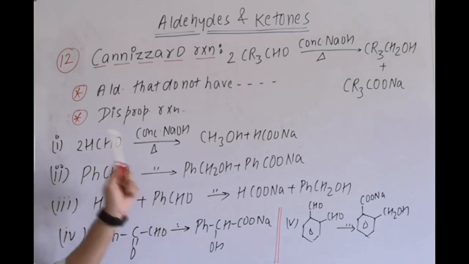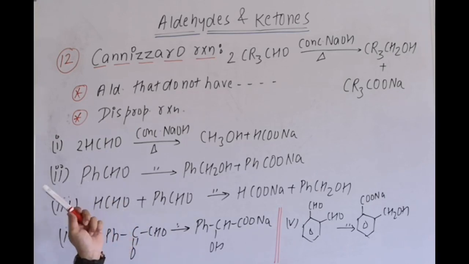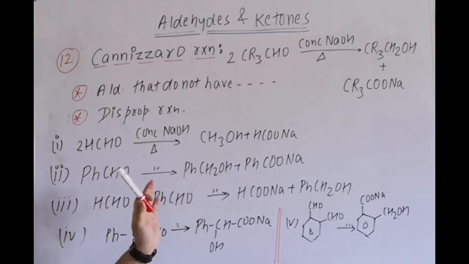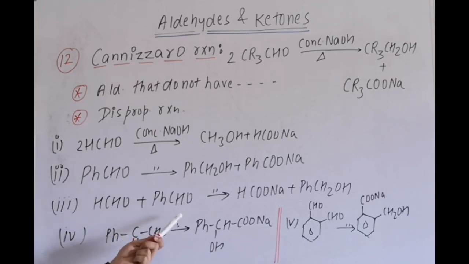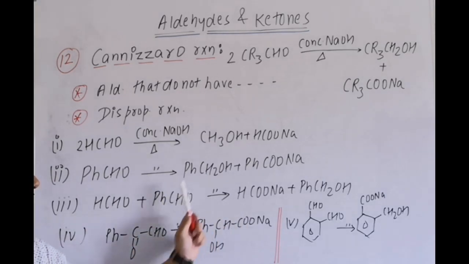And already at the beginning of chemical reactions we have done reactivity order. So remember that order: when we have 2 different carbonyl groups or aldehydes, the more reactive will be oxidized, the other will be reduced. Now between these two, if you remember, which is more reactive, formaldehyde or benzaldehyde? Yes, it is formaldehyde. That means it will be oxidized and the other aldehyde will be reduced.